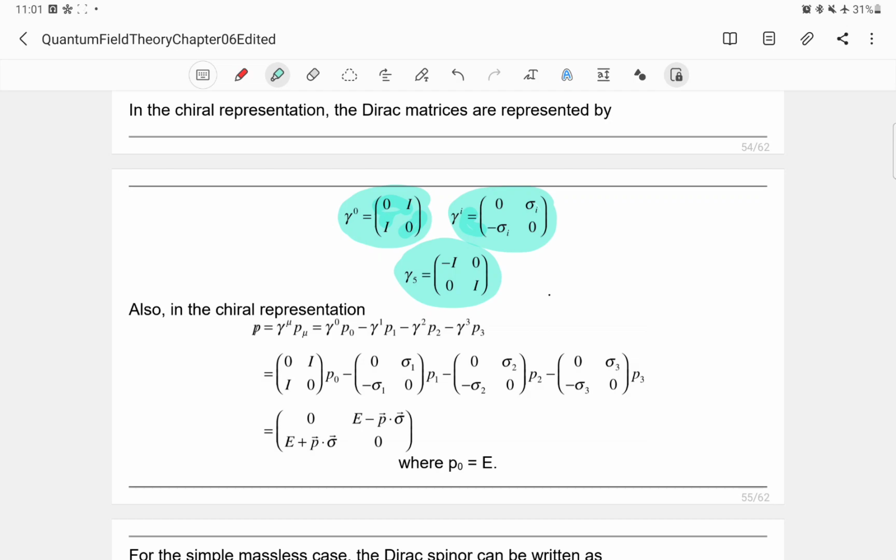So you can review that in the previous lectures, and maybe even at the start of this lecture. Also, in the chiral representation, you have this one, and so your p slash would be given by this. This is of course different from before, as p slash was written in this form in the Dirac representation.